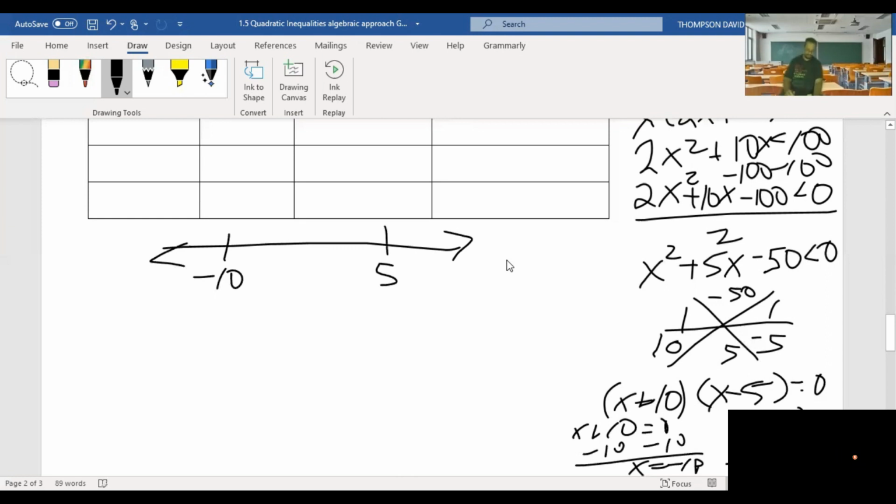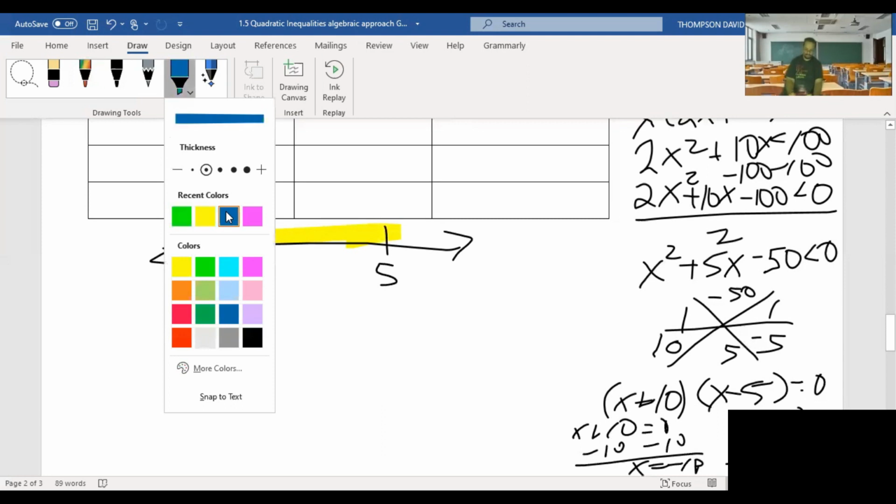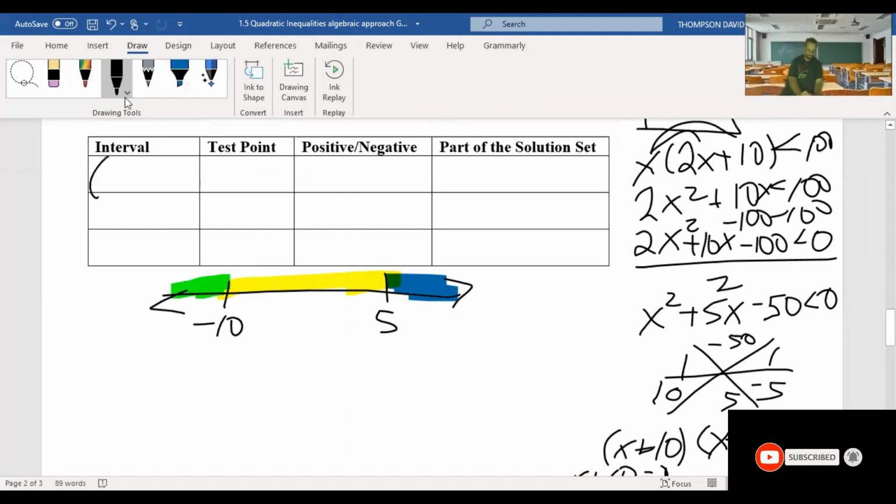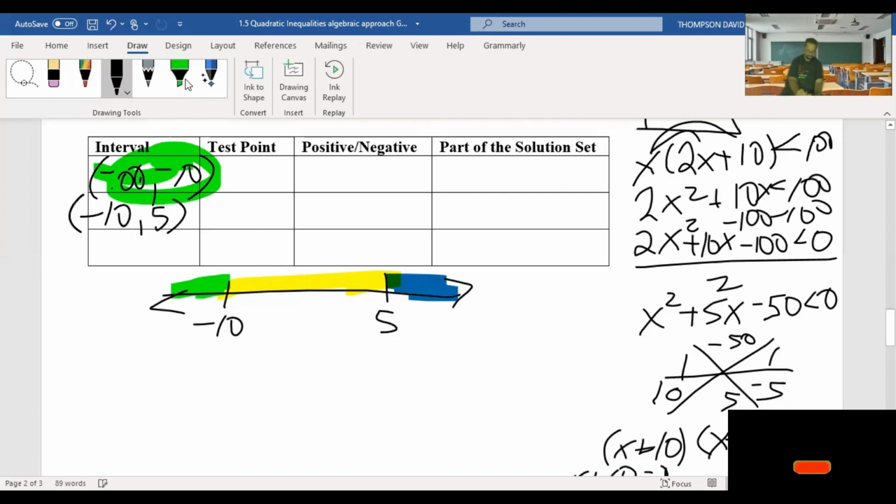So we're going to have 3 intervals. Between negative 10 and 5, we'll highlight in yellow. Between negative infinity and negative 10, we'll highlight in green. And 5 to infinity, we'll highlight in blue. So let's write them down. Negative infinity to negative 10. Negative 10 to 5. And then we have 5 to infinity.